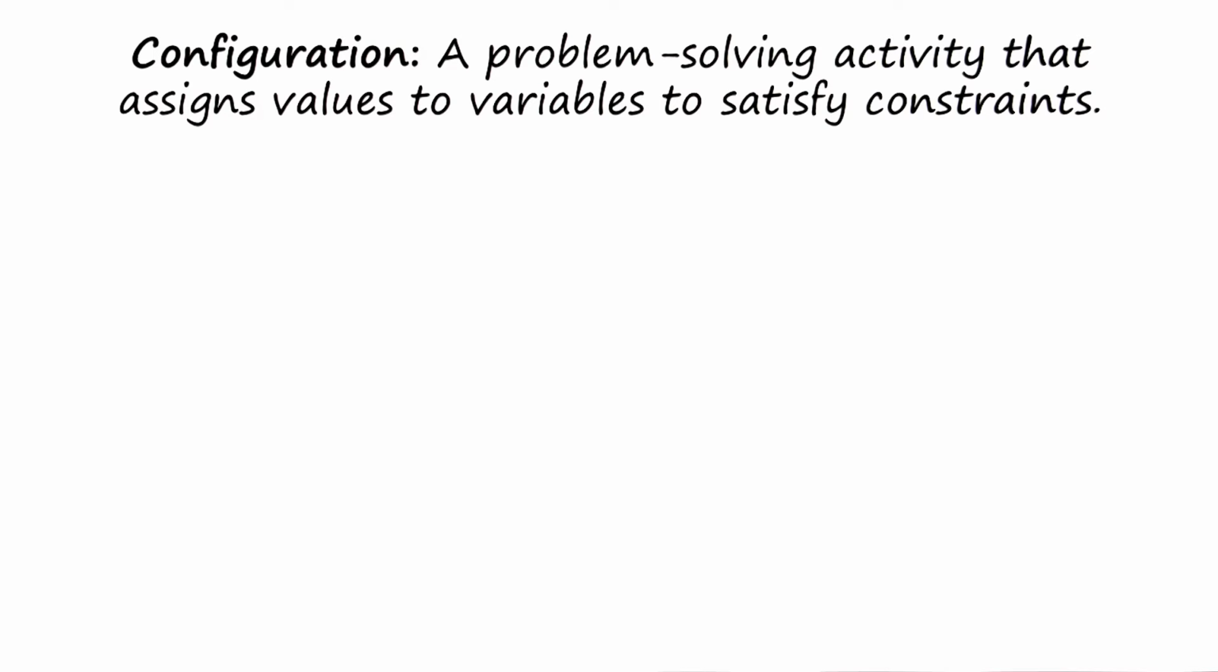While in design, in the beginning, you do not know what the components or the arrangement of components looks like. In configuration, you already know all the components, you simply have to figure out an arrangement that will satisfy some constraints. As an example, consider the furniture in the room in which you are sitting right now.